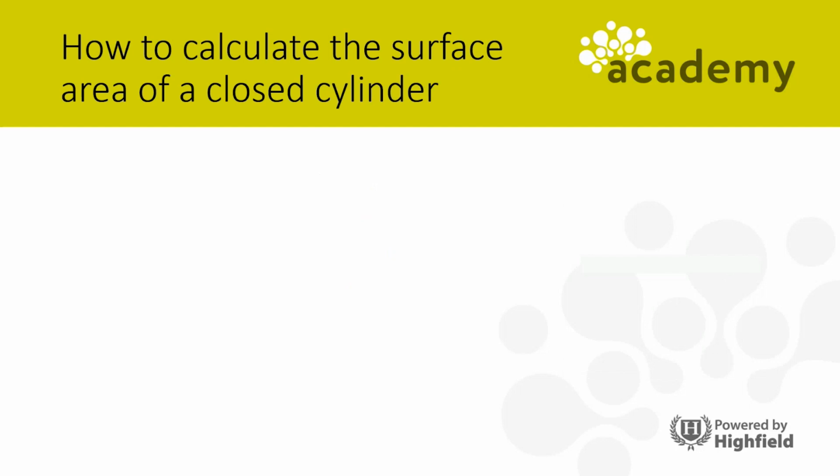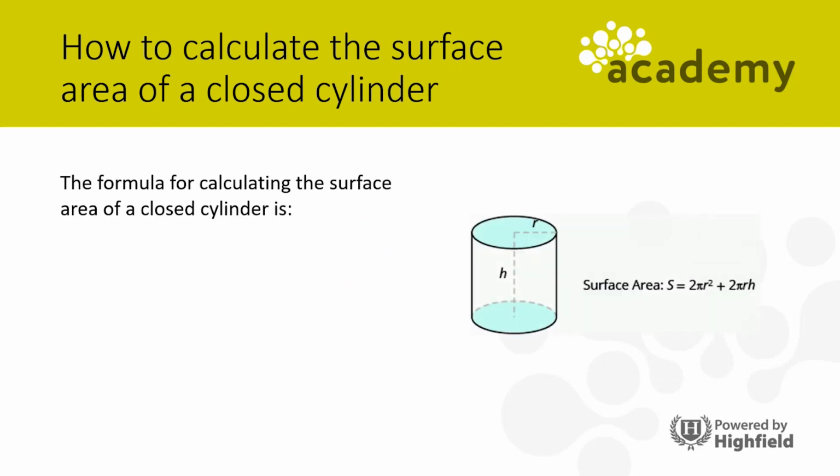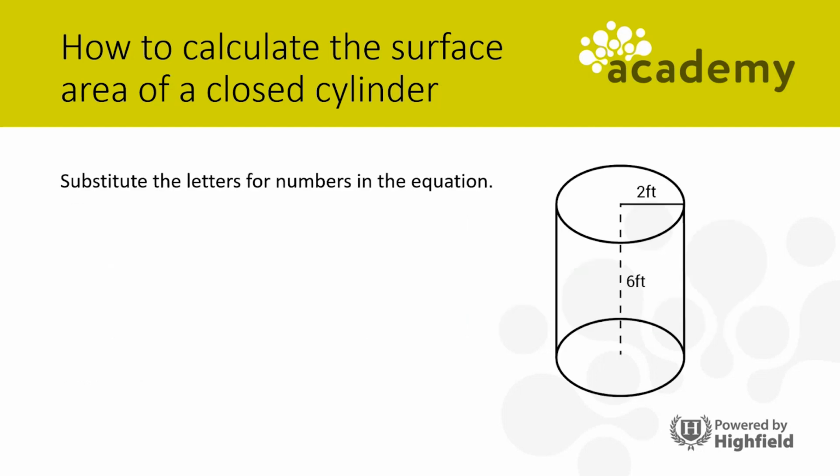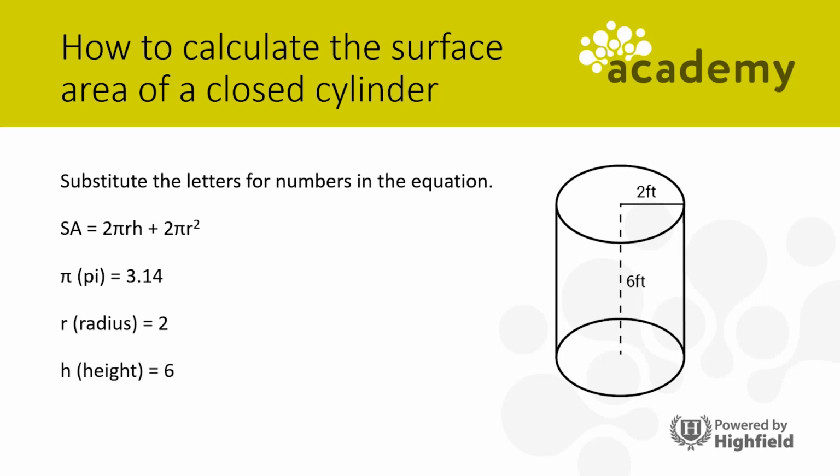Let's look at how to calculate the surface area of a closed cylinder. The formula for calculating this is 2 pi r h plus 2 pi r squared. What does this mean, and how do we work it out? So let's substitute the letters for numbers in the equation. In this case, pi is 3.14, the radius is 2, the height is 6. So the equation is, in the brackets, 2 times 3.14 times 2 times 6 plus 2 times 3.14 times 2 times 2.